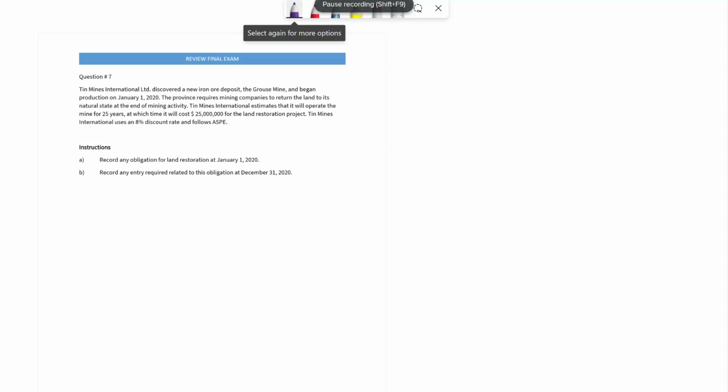The first question is from chapter 13 and it's regarding an asset retirement obligation. In this question we have to do two transactions: one to record the obligation, and then adjusting entries at the end of the year.